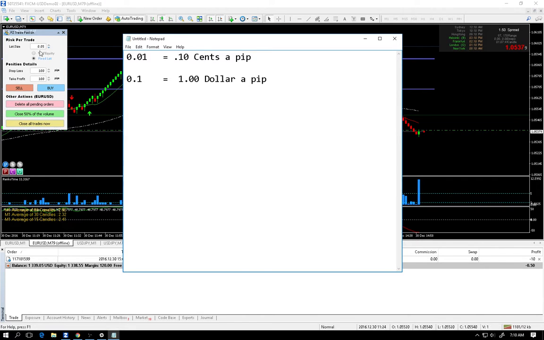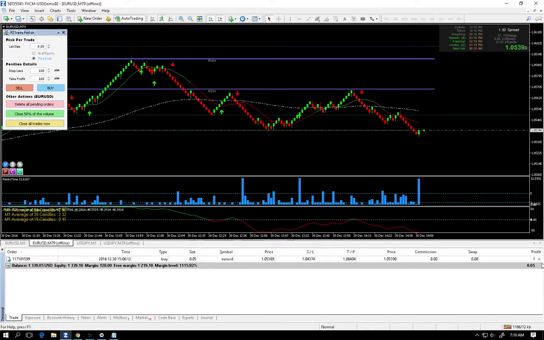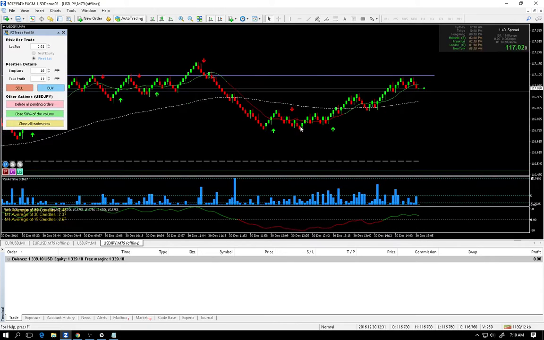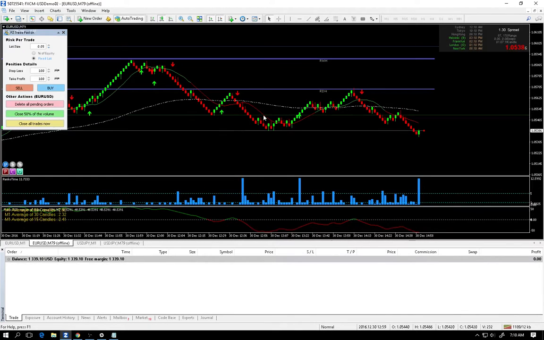Right now we're running a 0.051. As you can see, it's about right in between here, so it means it's about 50 cents a pip. And it's at 0.0, so let's go ahead and close it out. And again, let's see what the other one looks like. These both look boring as hell, so I don't think I'm going to get much movement out of them.